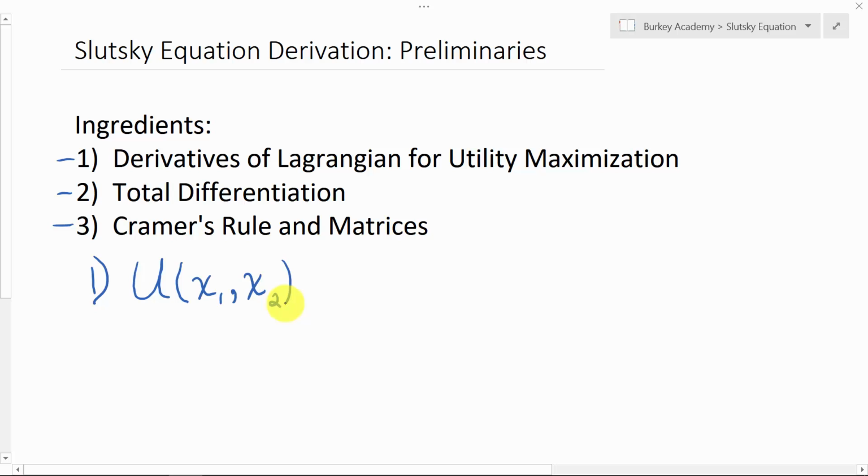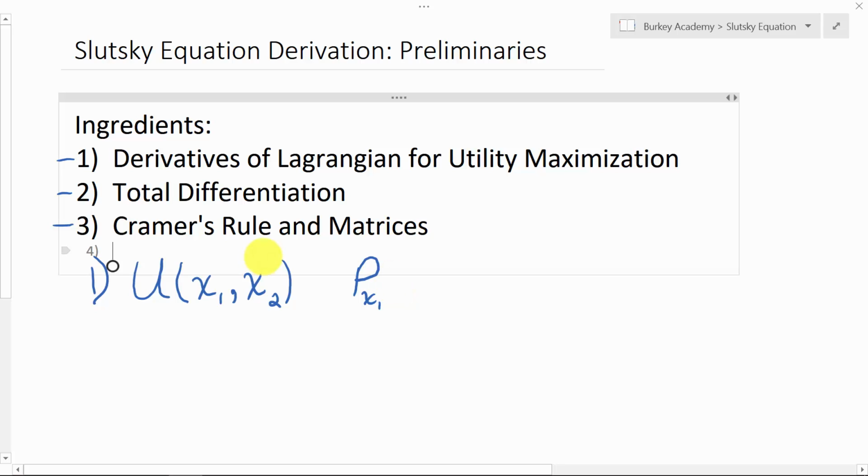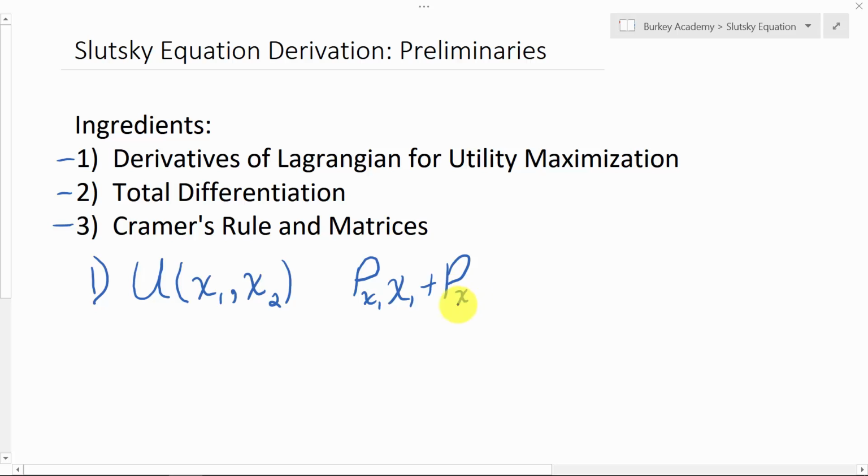And then we have a budget equation that we need to build in here. I usually use B for budget, but I'm going to change it to M for money. So our budget equation would usually look something like this: the price of x1 times the amount of x1 plus the price of x2 times the amount of x2 equals the amount of money we have.